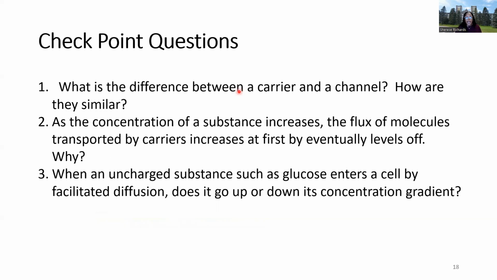Okay, let's look at these other checkpoint questions here. I'm going to pause for just a second, and I'm going to give you, let's do 3 minutes. Write your response down, and then we'll share some of those and discuss.